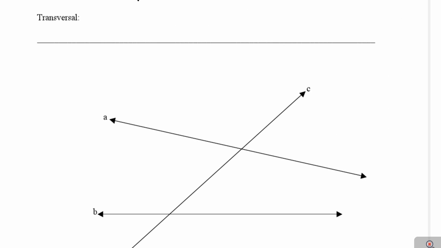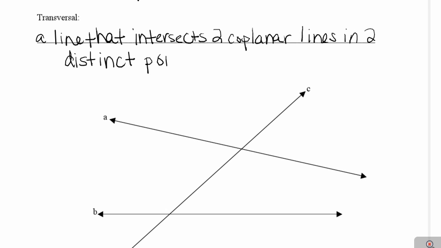A transversal is a line that intersects two coplanar lines in two distinct points. Based on this definition and looking at the diagram below, can you identify the transversal? Hopefully, you determined that C has to be our transversal because it's intersecting two lines at two different points. So in this particular diagram, C would be considered our transversal.